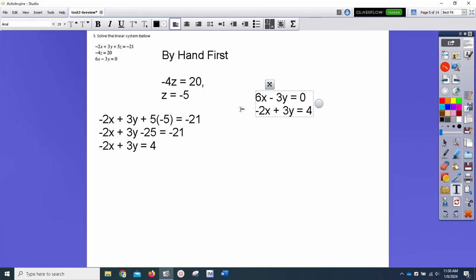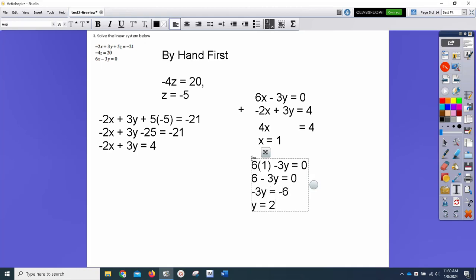And what I'm going to do is I'm just going to add down. Because if I add down, I notice that my y's disappear. And I'll have 4x, there will be no y, and it'll equal 4, and x is 1. And now that I have x, I can just plug it in. I'm going to go for equation 3 here. 6 ones minus a 3y must be a 0. 6 minus 3y must be a 0. Negative 3y must be negative 6, and y must be 2.